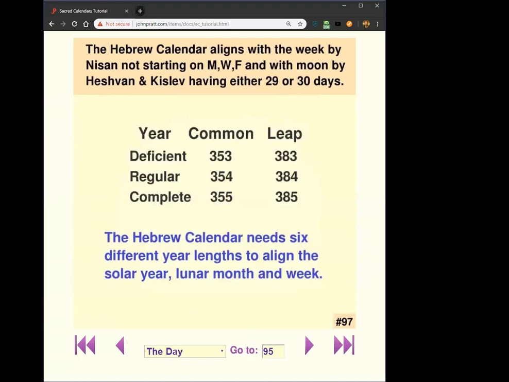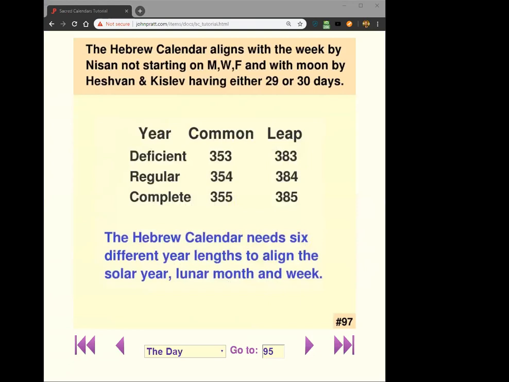Oh yeah, this tells you how many different kinds of years they have to make this all work. On the Gregorian calendar, we have 2 years. We have a common year and a leap year, 365 or 366 days. They need to get all of that to work with 6 kinds of years: 3 common years, which means they have 12 months, and 3 leap years, which means they have 13 months.